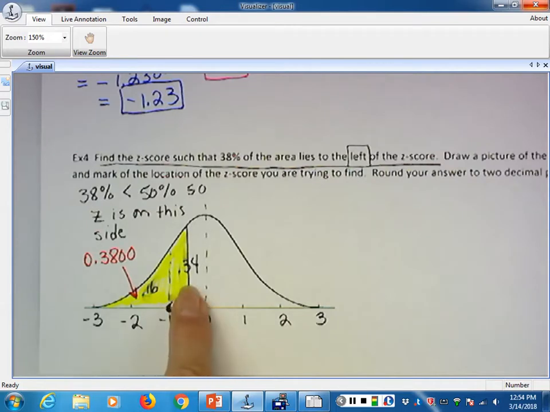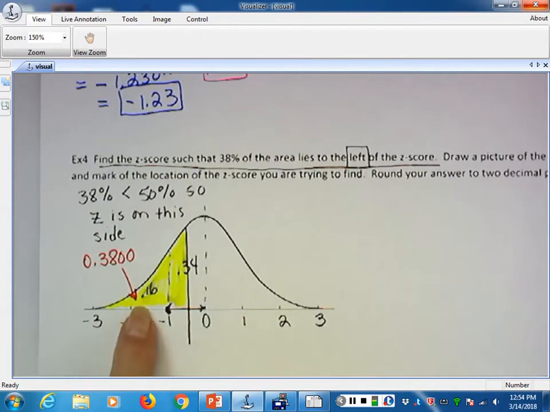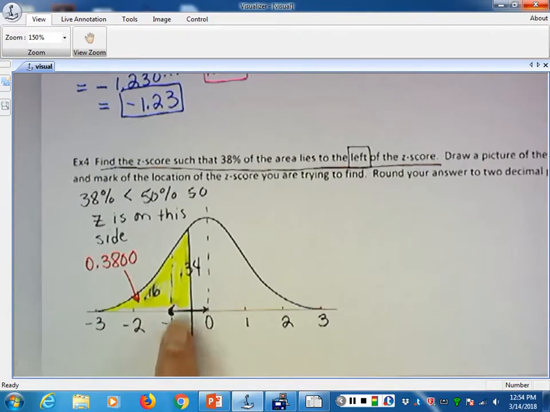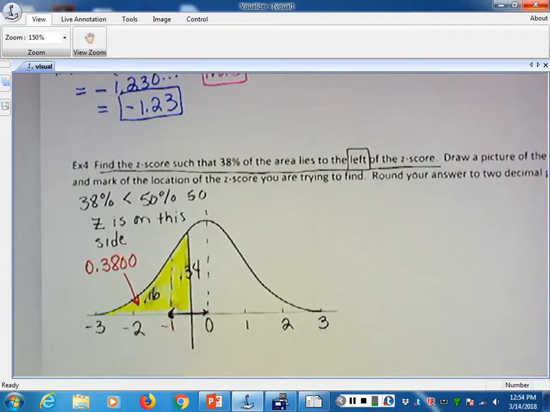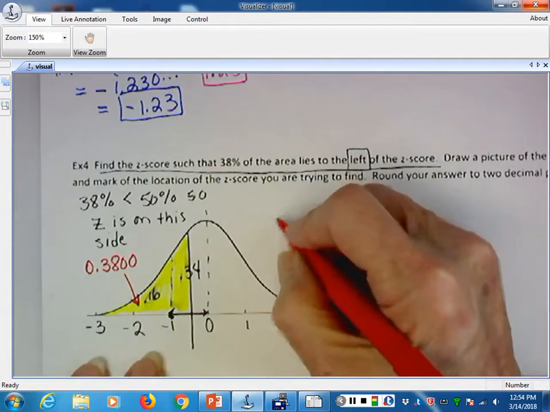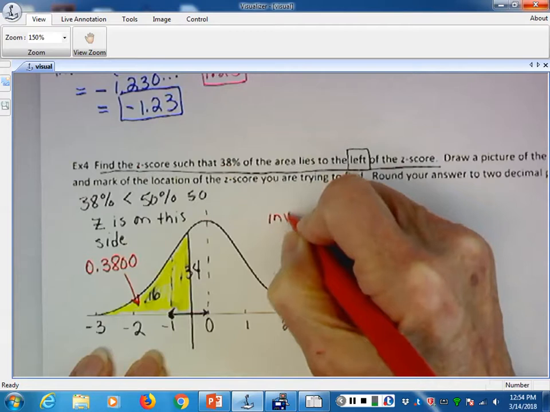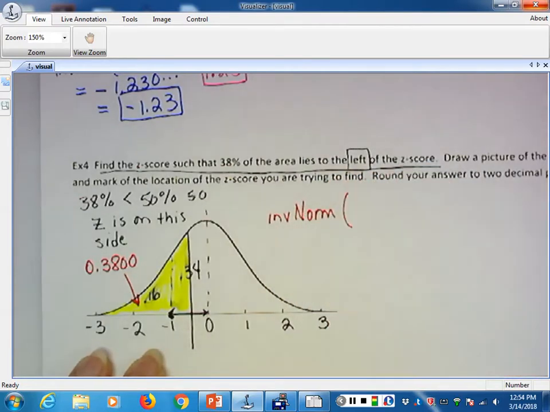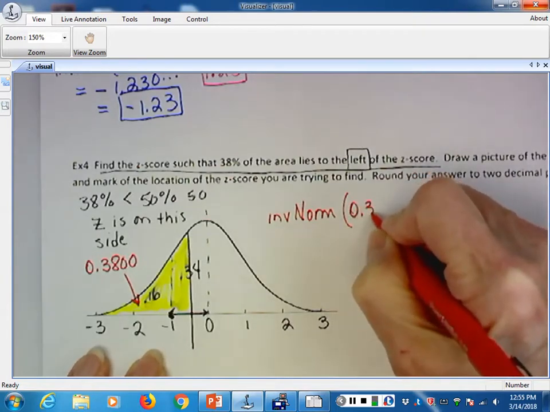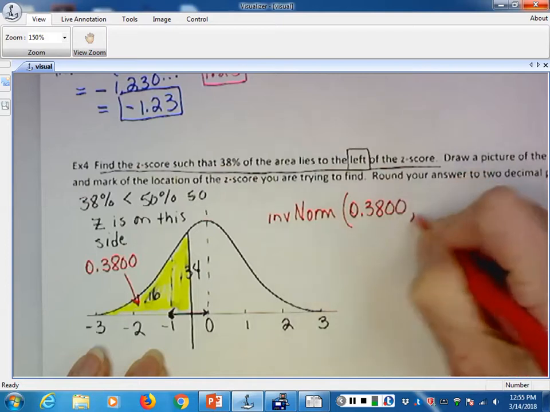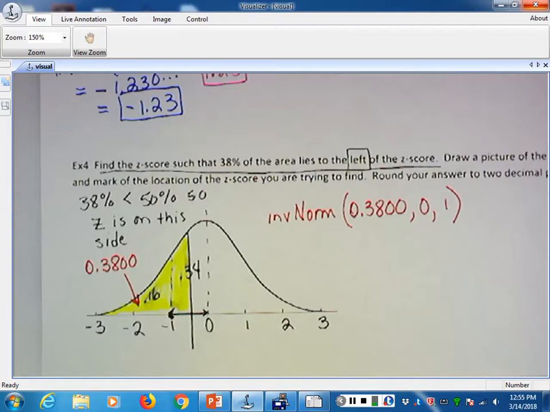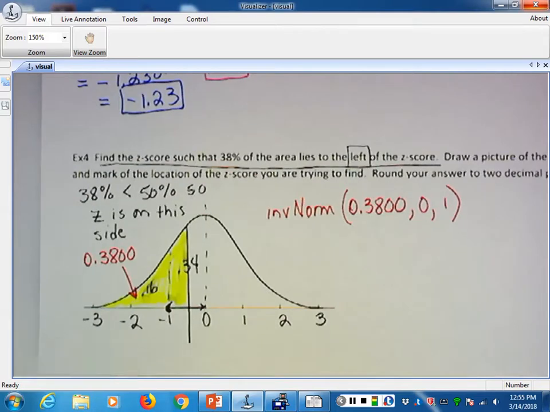Because of knowing about 34% of the curve is there, 16% is there, and so I need more than 16%, so I'm taking some out of the 34% to make it up. This is inverse norm, just like the others have been, because I've been given an area, and the area that I was given is the area to the left. And because it's a z-score, I know the mean is 0 and the standard deviation is 1. So that's how I know that's the right command to use.